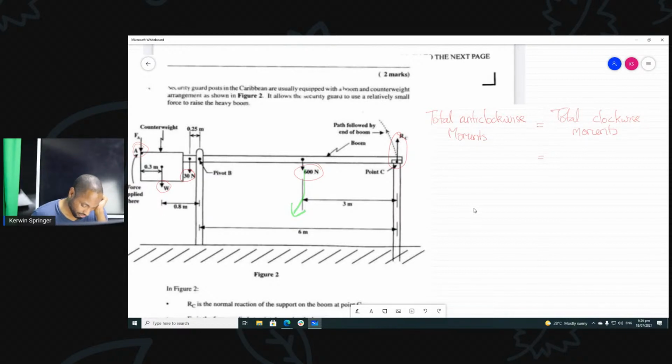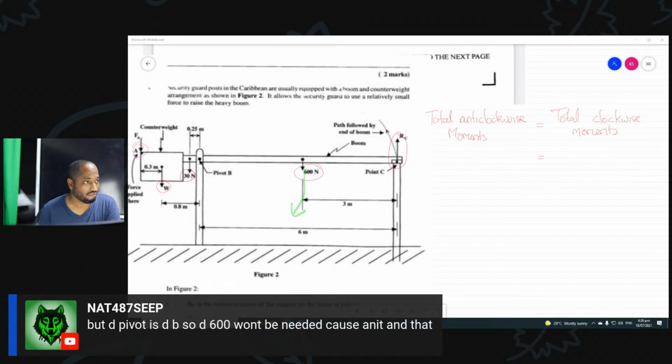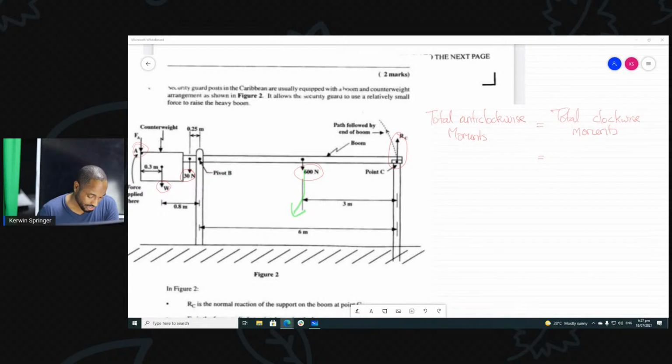R is the reaction force, F is the force applied. The only one doing a clockwise moment is that. Does anybody see any other force creating a clockwise moment? Somebody is saying the pivot is B, so you don't need the 600. Nah, that's false. You need this. If it's a force directly on the pivot, then you can ignore it. So the only clockwise moment is 600 times that distance, and that distance is half of 6, so 3. Because it's 3 this way.